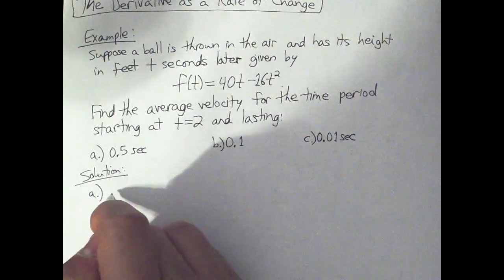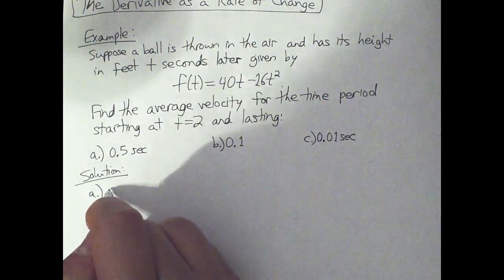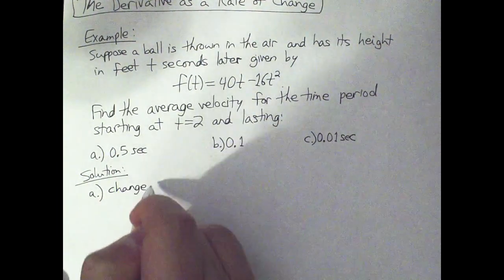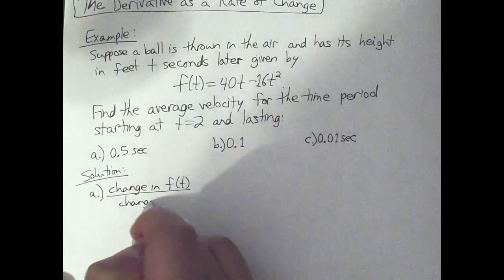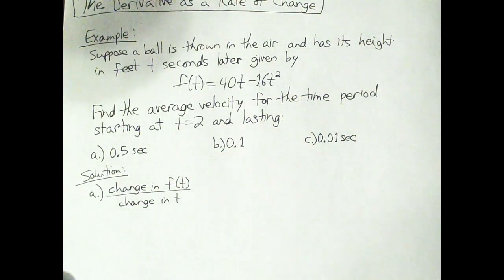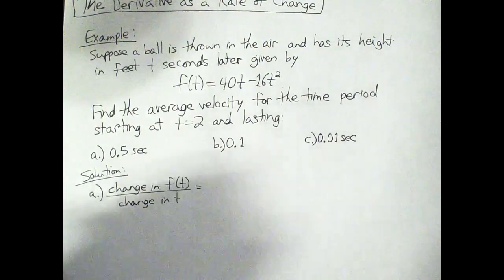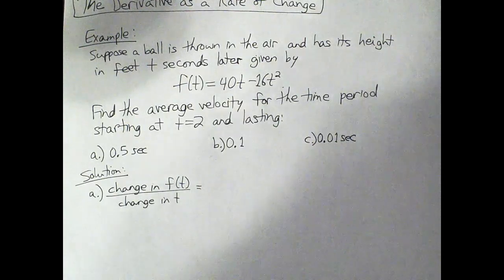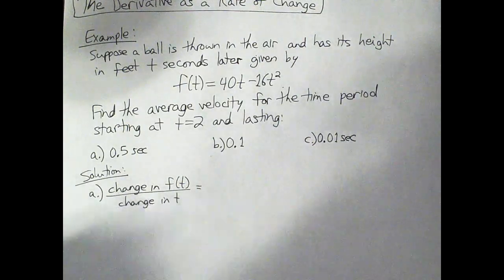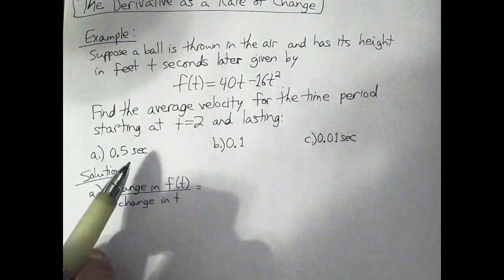So we could measure the average velocity over this period of time by thinking of the change in f of t divided by the change in t. That would give me the average velocity because it's divided by the change in t. You know that velocity is going to be measured in something like feet per second. So the numerator is going to give us feet. The denominator is going to give us seconds. So it's going to be feet per second.